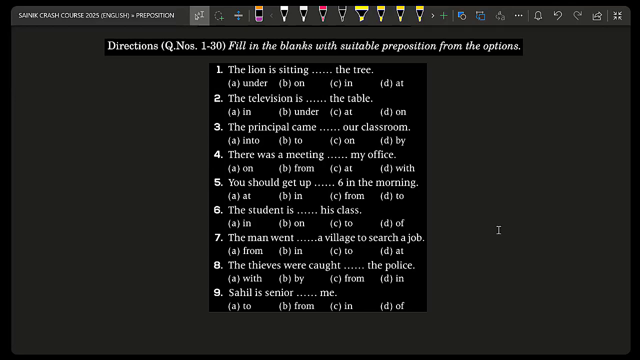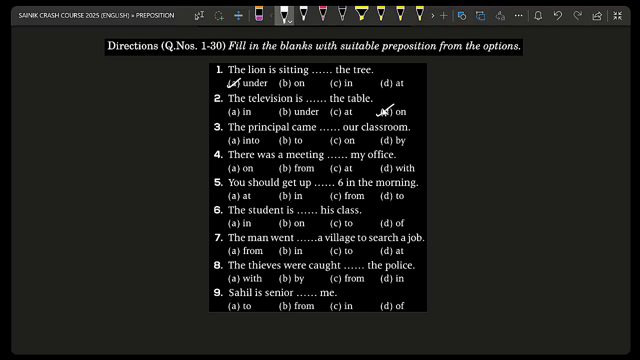Sir, the lion is sitting dash the tree. Under the tree, on the tree, in the tree, at the tree. Sir, under the tree. Yes, correct answer. Second one, read the question. The television is dash the table. In the table, under the table, at the table, on the table. Sir, on the table. Very good.